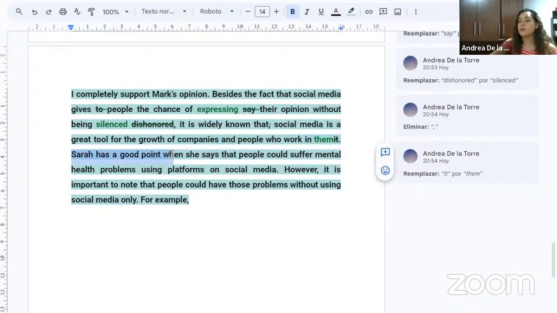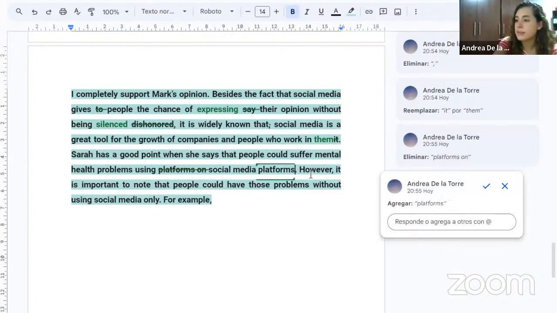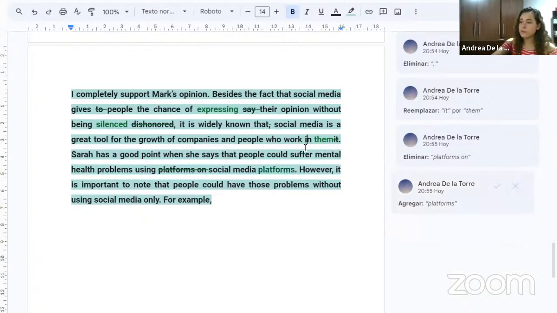Sarah has a good point when she says that people could suffer mental health problems using platforms on social media. Bien, bien. Or using social media platforms, ¿no? Perfecto. Entonces, el contenido está muy bien. Exactamente en esta parte mencionamos un punto que el otro estudiante con el que no estamos de acuerdo mencionó, ¿no? Sarah has a good point when she says that people could suffer mental health problems due to the use of social media, or using social media platforms, muy bien.